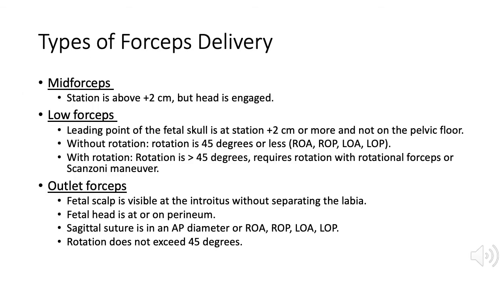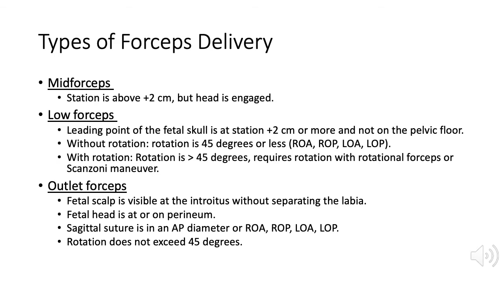There are several types of forceps deliveries. The first that we'll review are mid-forceps deliveries. Those are when the fetal station is above +2. The next is a low forceps, where the leading point of the fetal skull is at least at +2. And then you can have without rotation or with rotation.